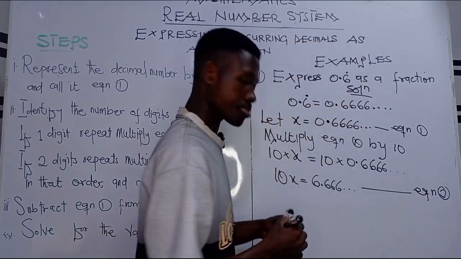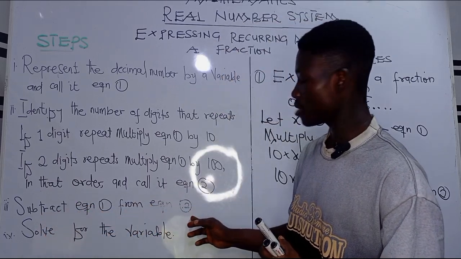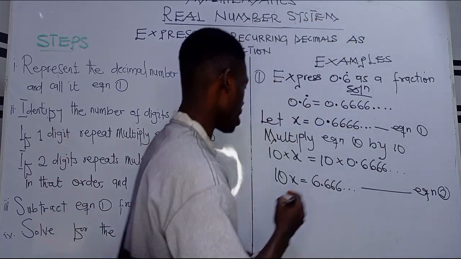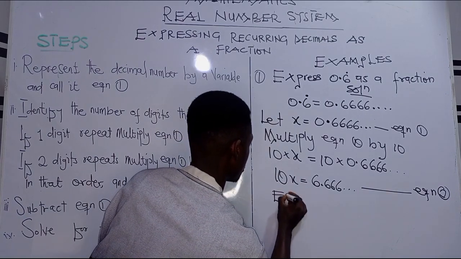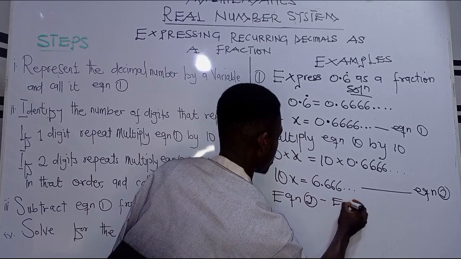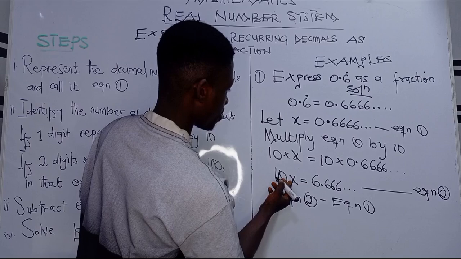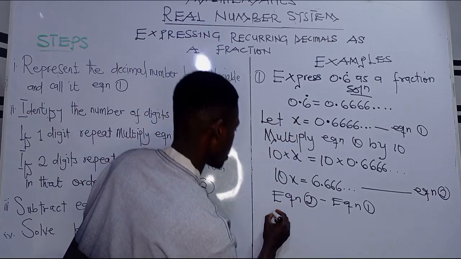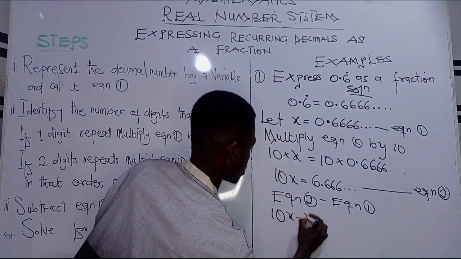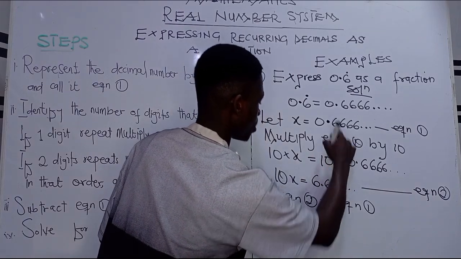Now the third step says to subtract equation 1 from equation 2. So we have equation 2 minus equation 1, which is 10x minus x. Then we have 6.66 minus 0.66.